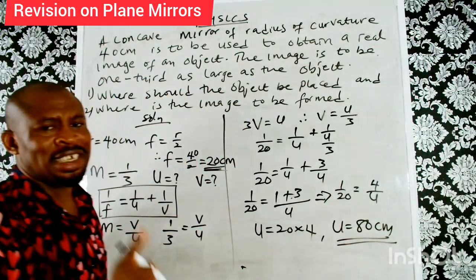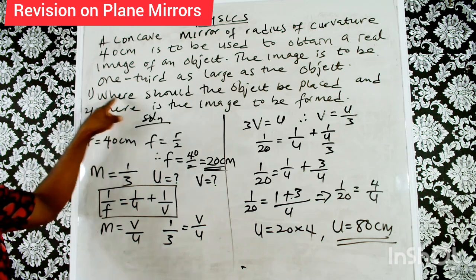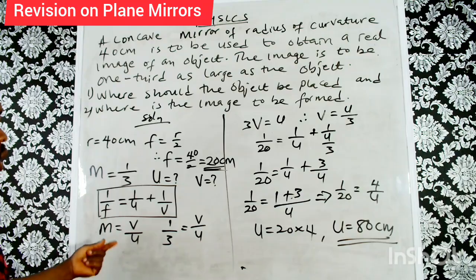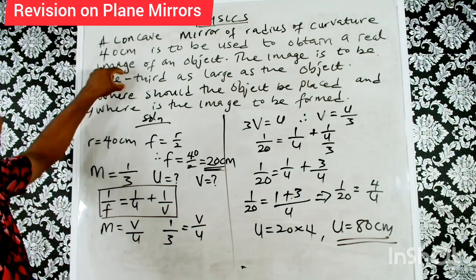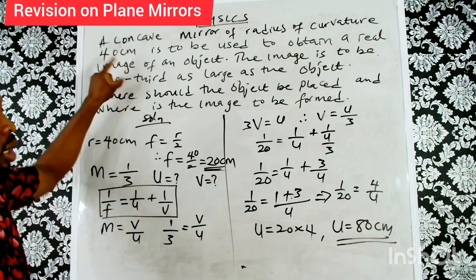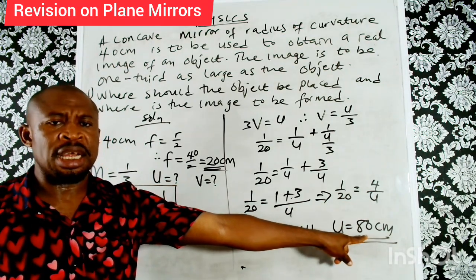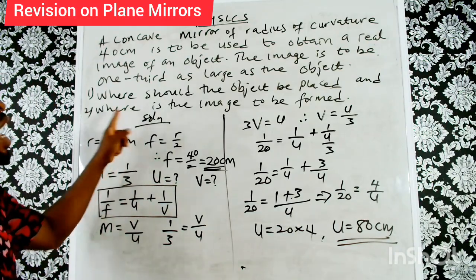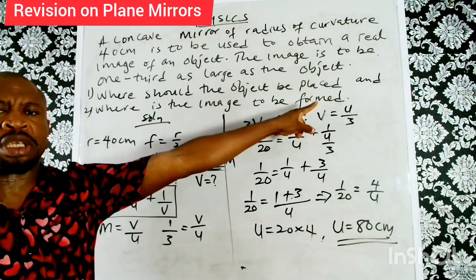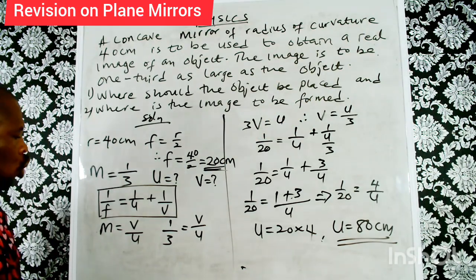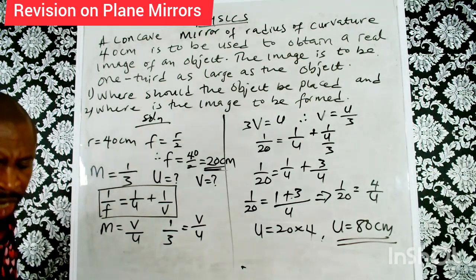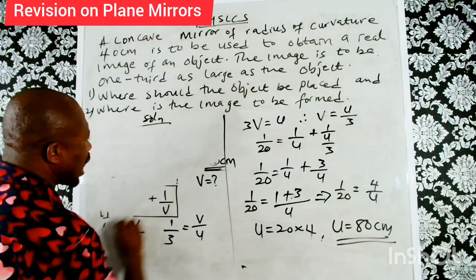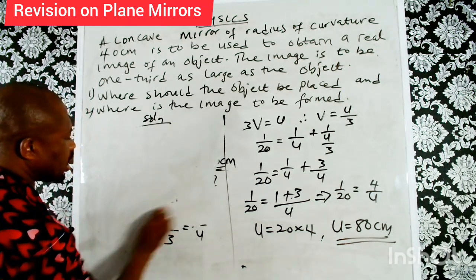In other words, the first question is, where should the object be placed? For you to get an image that is 1/3 the size of the object, the object must be placed at 80 centimeter. Now the second question says, where is the image to be formed? You can come back to this equation.